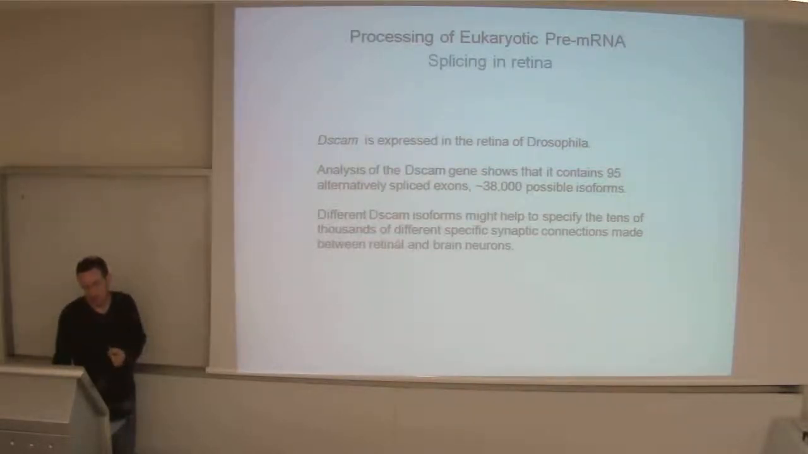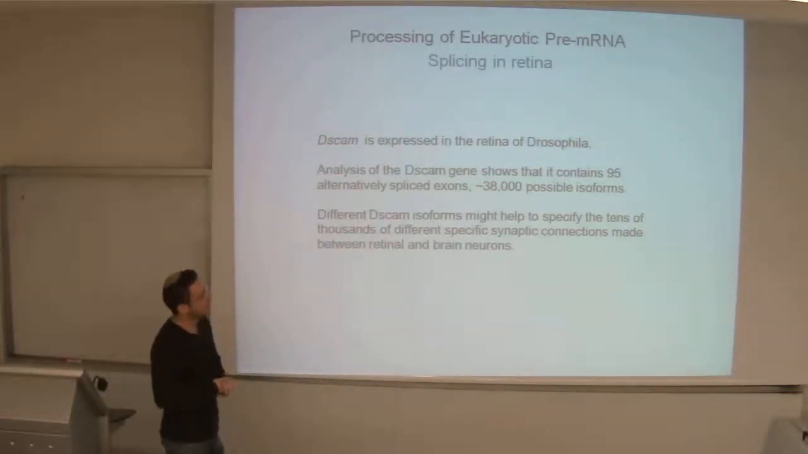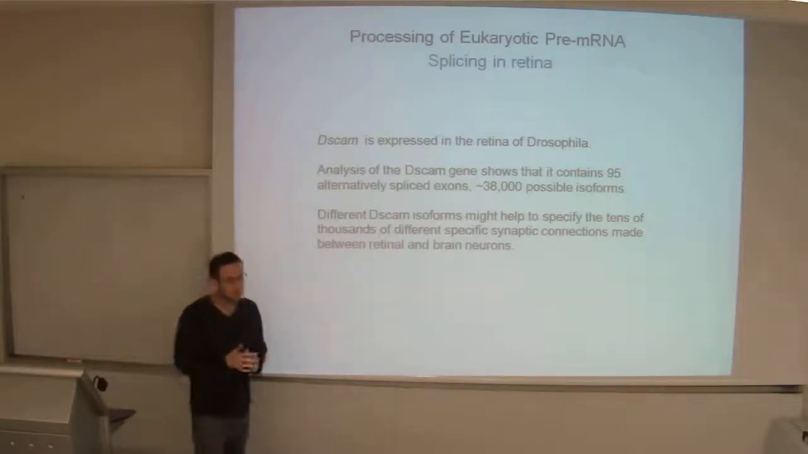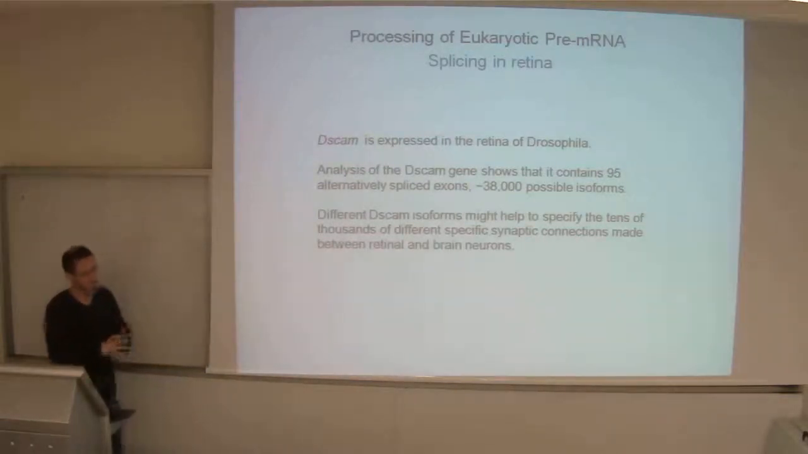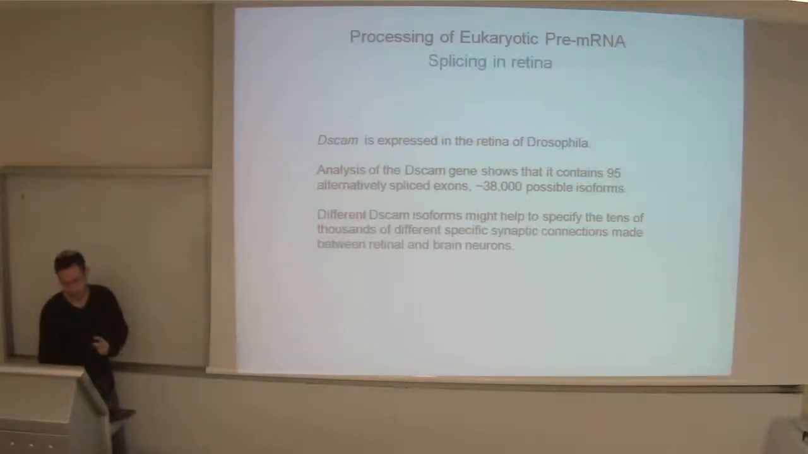tens of thousands of different specific synaptic connections between the retina and certain brain regions, and you will get a small molecular neuroscience field of research that asks how the different isoforms of this gene dictate the specific synaptic connections between the retina and brain regions. Because it's exactly what this protein does. It generates links between neurons. And the idea is that different isoforms will determine different links between the retina and different brain regions.